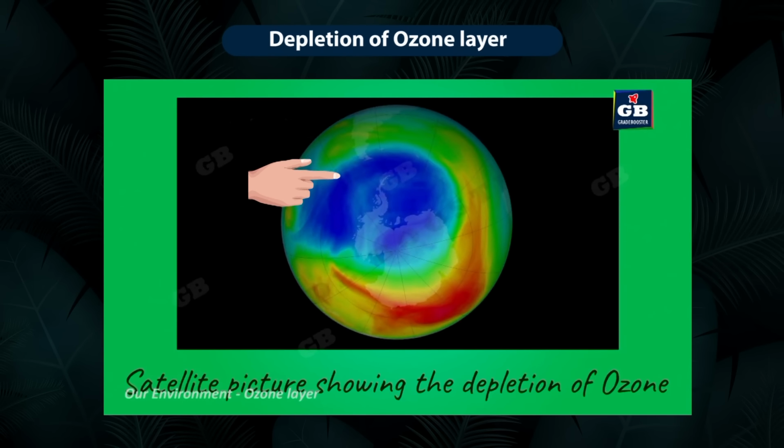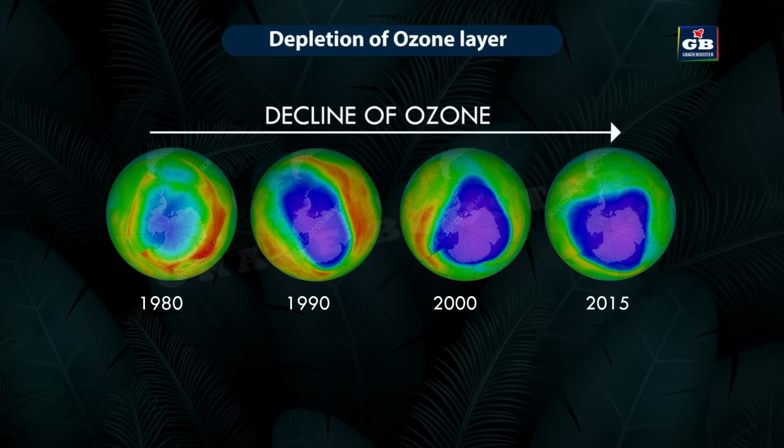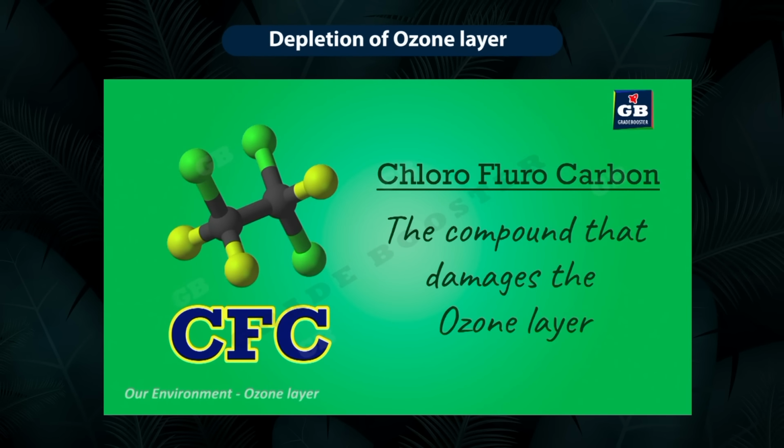Now there is a problem to this ozone layer. There is a gradual thinning of the ozone layer present in the upper atmosphere due to certain reasons. This thinning of the ozone layer is called ozone depletion. The decline of ozone in the atmosphere was identified by various scientists since 1980. The main reason for the decline of ozone is a chemical compound called chlorofluorocarbon.